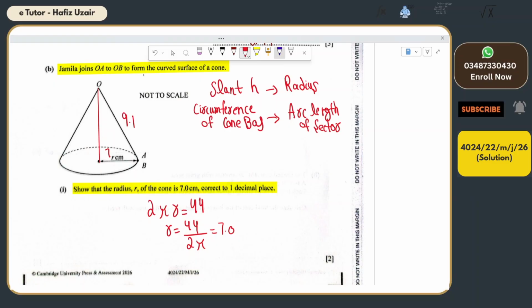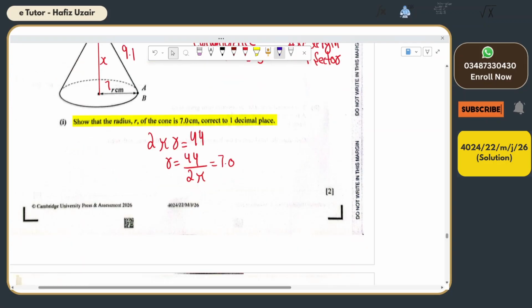All right, so to find the volume, first we need to find the height. So let's use Pythagoras theorem over here. The hypotenuse is 9.1, the base is 7, and then you have, let's say, x over here. So it will be 9.1 square is equal to x square plus 7 square.